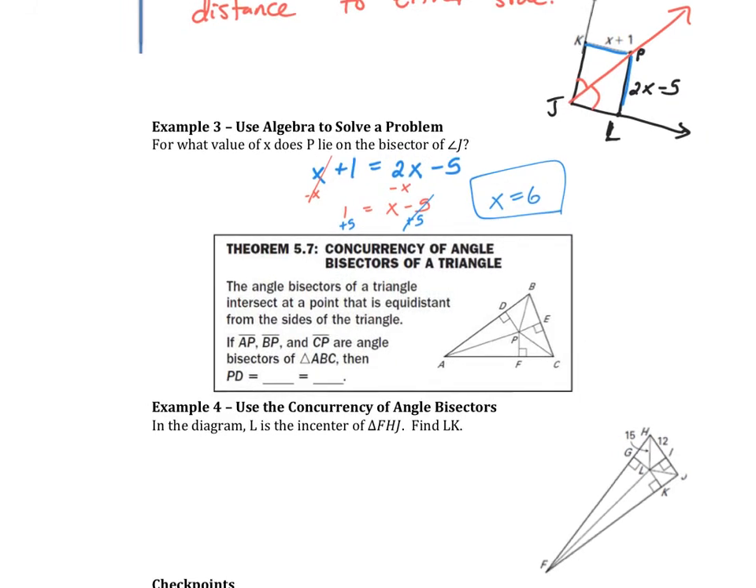Our next theorem talks about concurrency. The angle bisectors of a triangle intersect at a point that is equidistant from the sides of the triangle. So it says, if segment AP, segment BP, and segment CP are angle bisectors, so if these three blue lines are angle bisectors, then P is the same distance from the sides. Therefore, PD is equal to segment PE, and that's equal to segment PF. So the point where the angle bisectors cross is the same distance to all the sides.